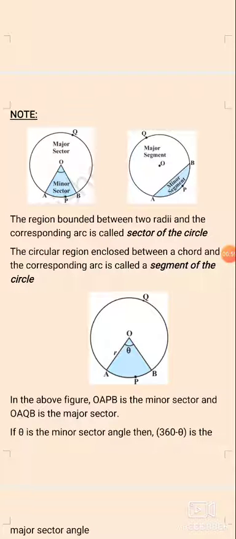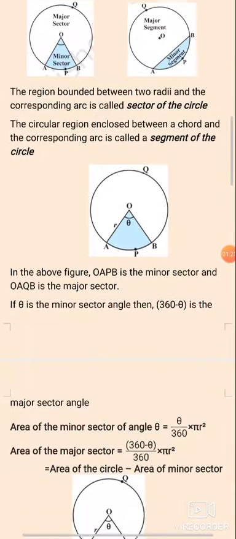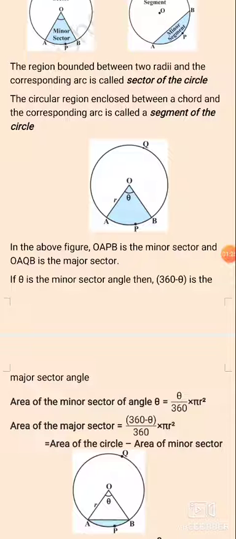In the above figure, OAPB is the minor sector and OAQB is the major sector. If theta is the minor sector angle, then the central angle is 360. So, the major sector angle is 360 minus theta. Now, the area of the minor sector of angle theta is equal to theta by 360 into pi r square.